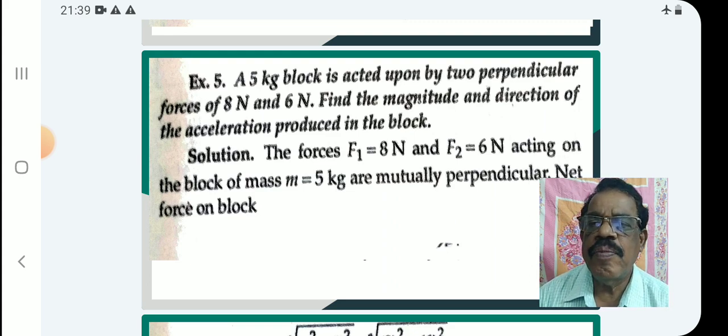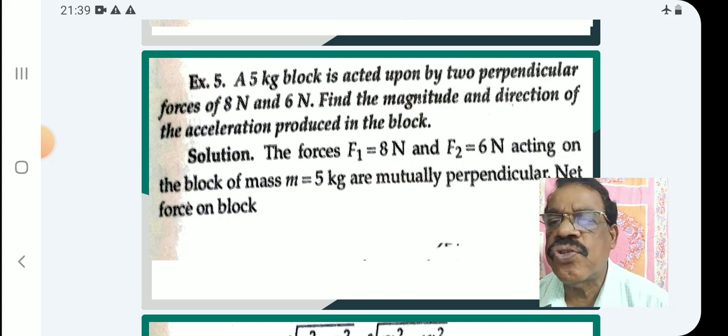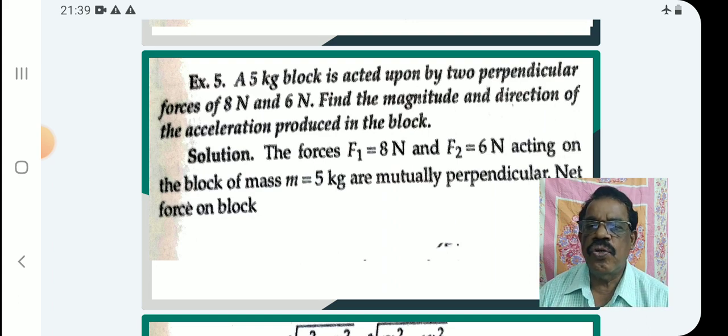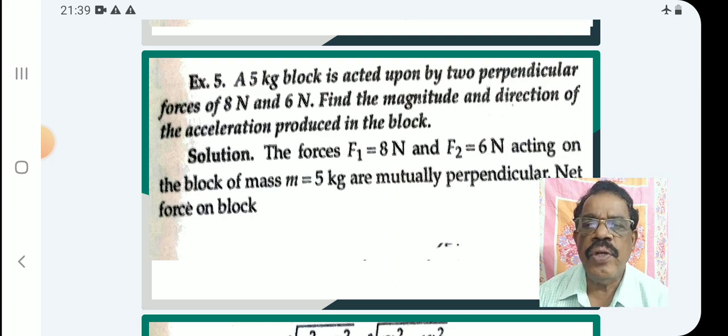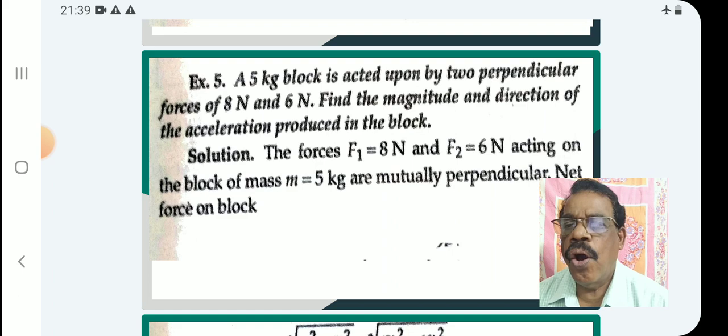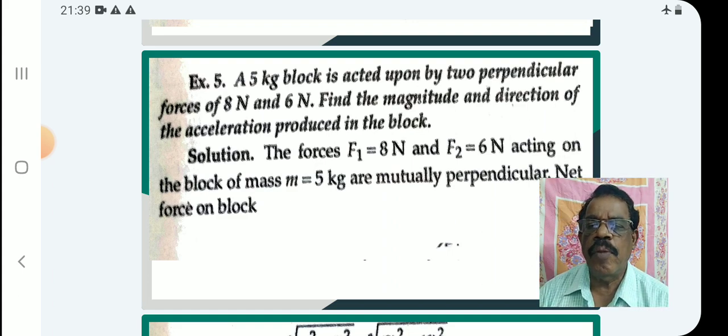A 5 kg block is acted upon by two perpendicular forces of 8 Newton and 6 Newton. Find the magnitude and direction of the acceleration produced in the block.